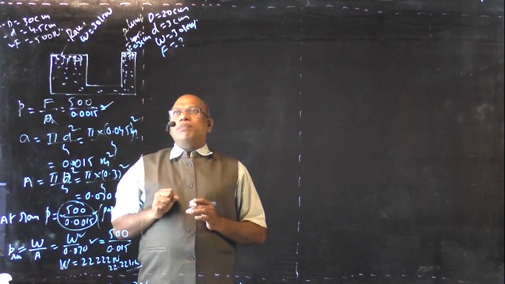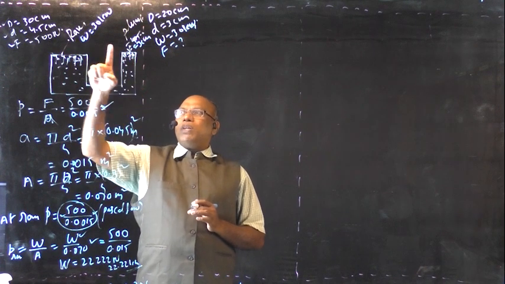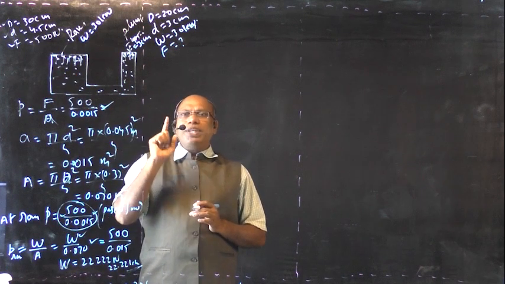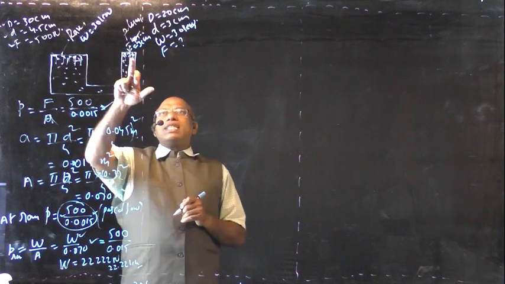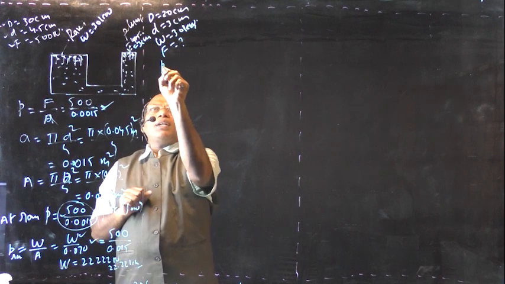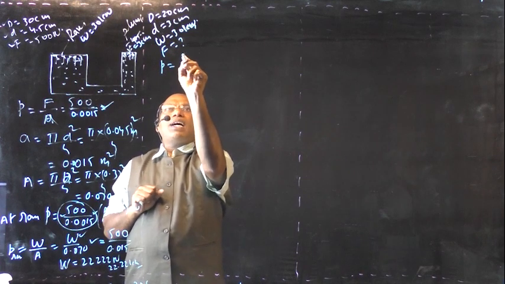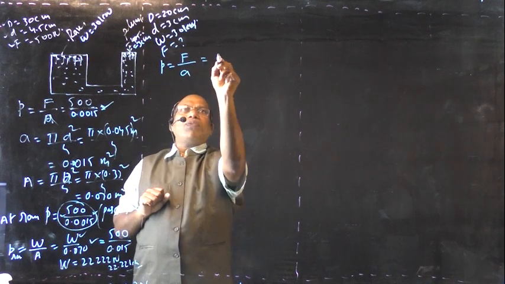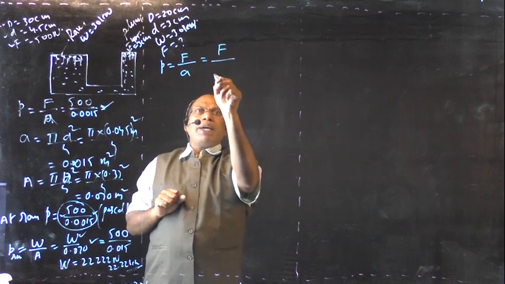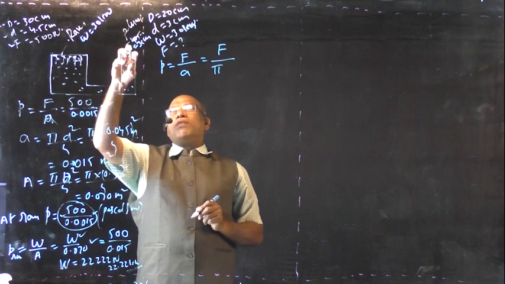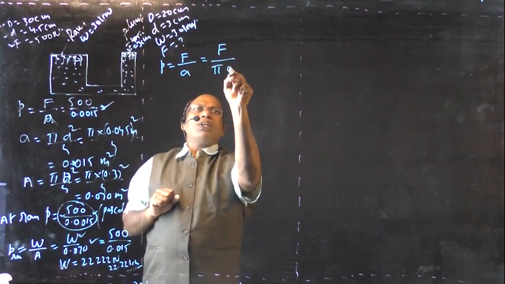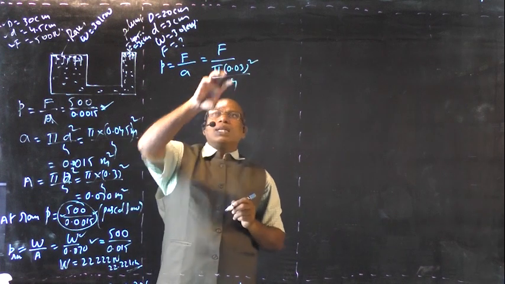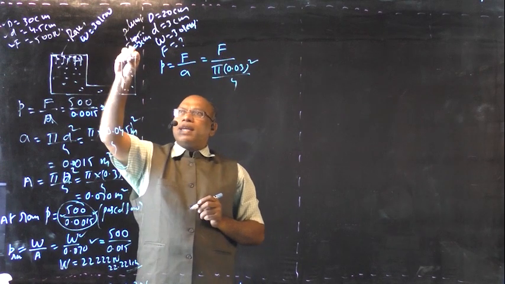Based on Pascal's law, the pressure intensity at the plunger must be equal to the pressure intensity at the ram, or the pressure intensity is equal in all directions at a point if the fluid is in static condition. Therefore, pressure intensity at the plunger is equal to force by area. Area means area of the plunger, so it is F, unknown, divided by pi d square by 4. Diameter of the plunger is 3 centimeters, that is 0.03 meters. This is the pressure intensity at the plunger.